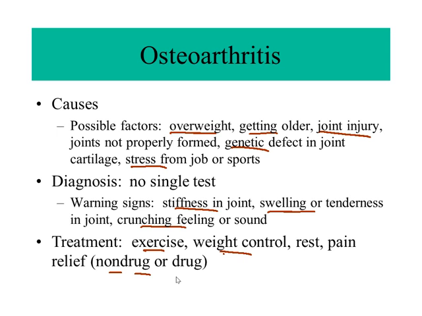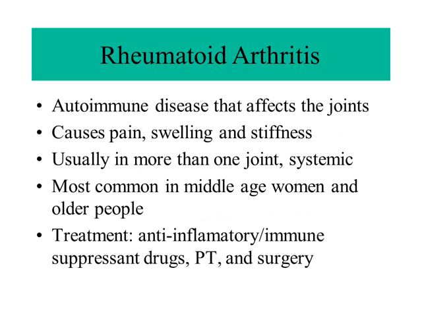Now, osteoarthritis is generally of a specific joint. It's not necessarily systemic, not your whole body. It may just be one or two joints in your body are osteoarthritic. Rheumatoid arthritis is very different. Rheumatoid arthritis affects almost your entire body.